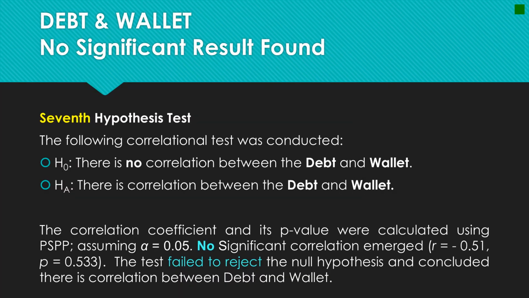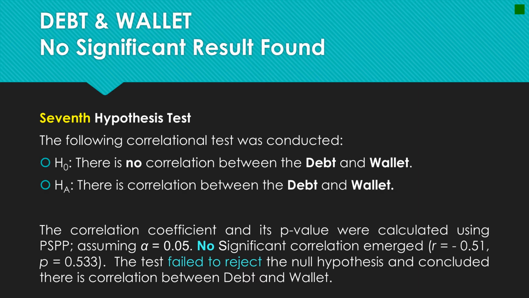Debt and wallet is our seventh hypothesis here. The null hypothesis says there is no correlation between debt and wallet, and the alternative hypothesis is that there is a correlation between debt and wallet. Alright, moving on further. We put the values again in PSPP and analyzed it. We found that there is no significant correlation.